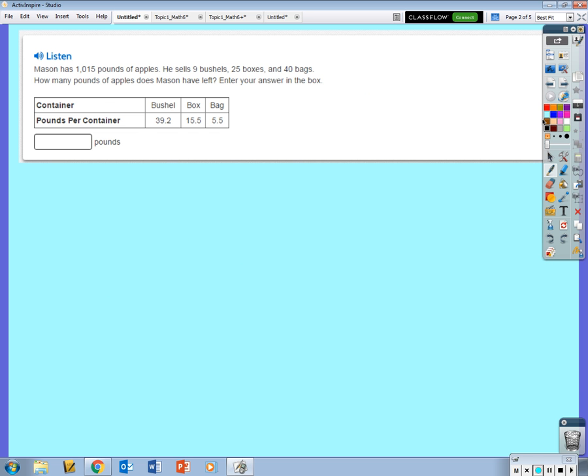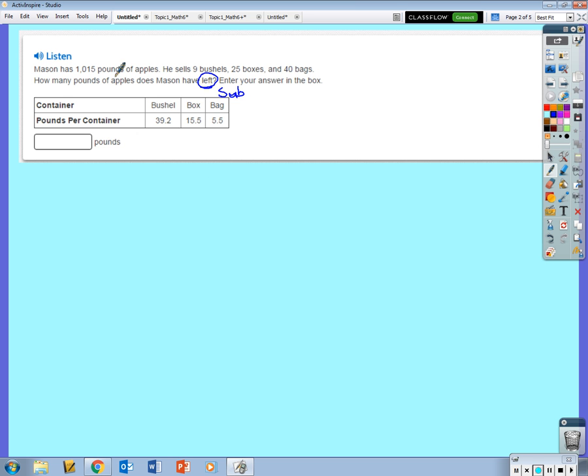Next one. Mason has 1,015 pounds of apples. He sells 9 bushels, 24 boxes, and 40 bags. How many pounds of apples does Mason have left? Now, first thing I notice, they're asking me how much he has left. And when I hear left, I think of subtraction. I'm going to put sub here. So that tells me I'm going to subtract something.